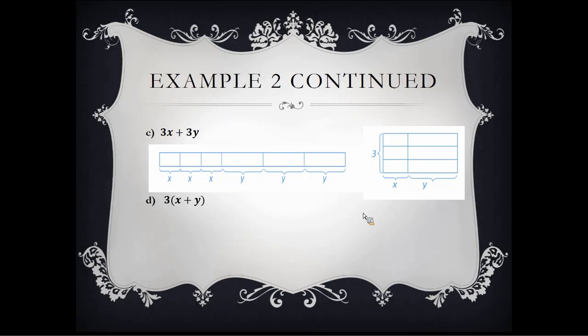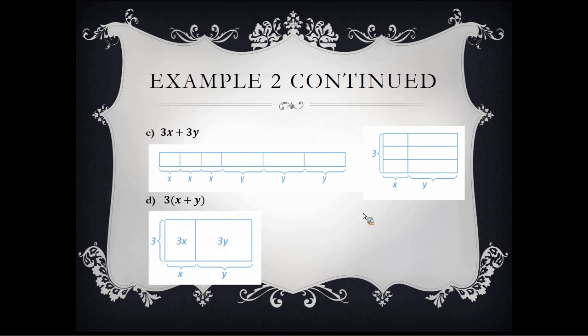Part D, we have 3 times the quantity x plus y. Notice how this is extremely similar to that second way of writing part C. 3 times x, 3 times y, very, very similar.